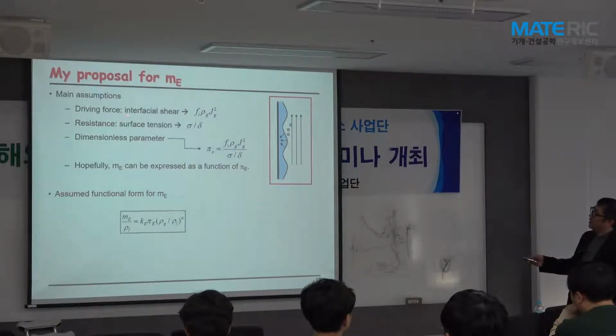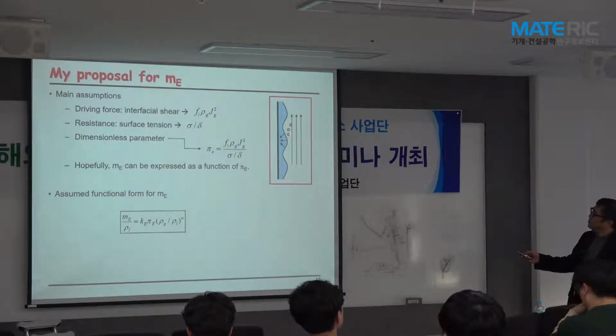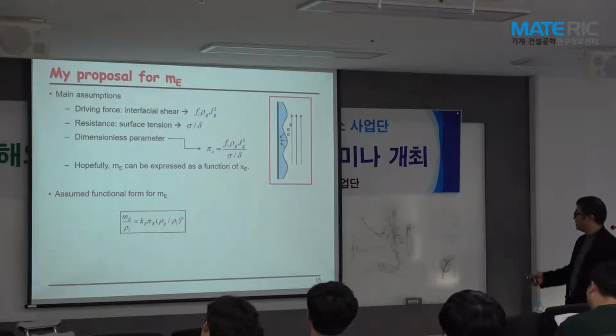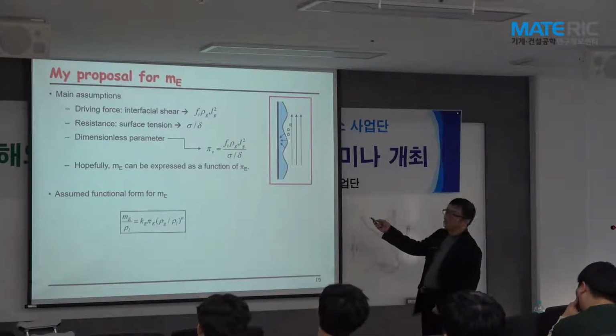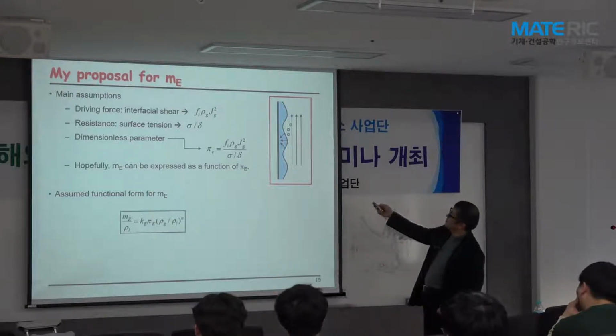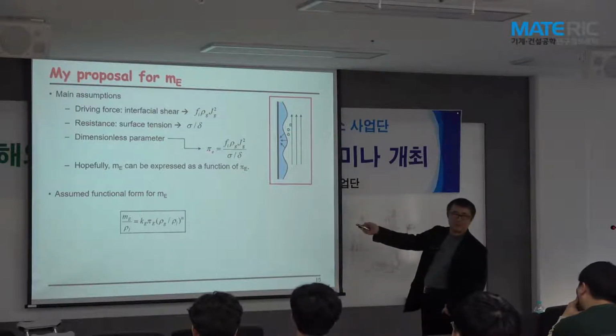Why does entrainment occur? The driving force, I assume, is the shear force by the gas flow. Very, very high velocity gas flow is present here. Therefore, the shear force tries to remove droplets from the liquid film. This is one assumption. And what is the resistance? Here, the liquid film holds together, hand in hand. Therefore, even if there is some shear flow, they try not to go with the air. This is the surface tension.